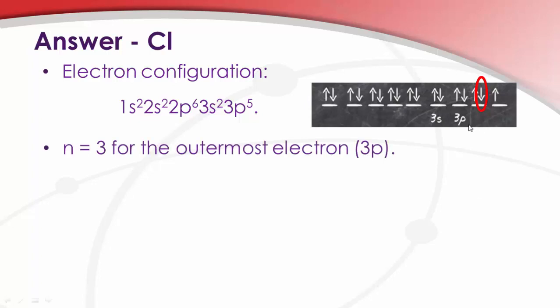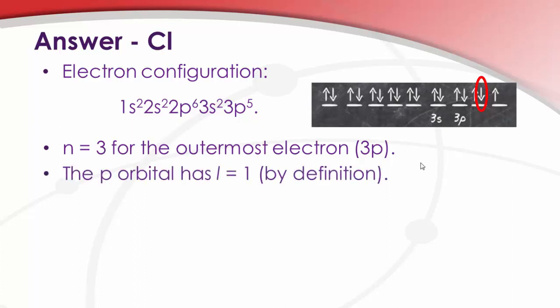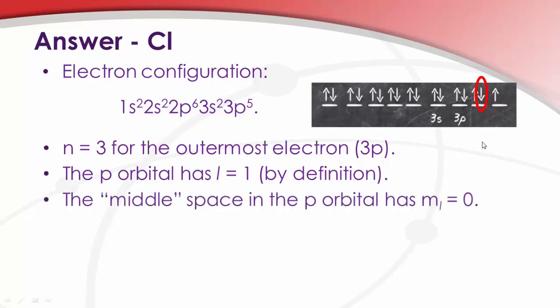So n again equals 3 for the energy level, the principal quantum number. And the p orbital, by definition, has L equals 1. Now here comes the trick. There are 3 different p orbitals, x, y, and z. So we have to identify which one. And they're identified by m subscript L, which can run from -1 through each integer to +1. So since this is the second one, m subscript L will equal 0.